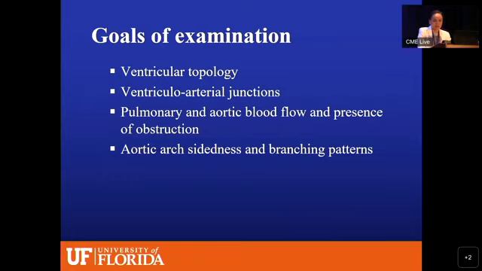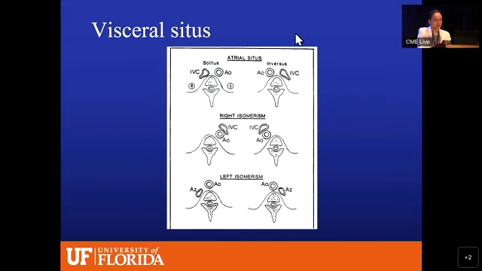Is it malposition of the great arteries? Is it double outlet right ventricle, malposed great arteries? And you look at your pulmonary and aortic blood flow and outflow tracts, and whether there is obstruction. And lastly, your aortic arch sidedness and branching patterns. So again, this is just a cartoon of situs solitus.